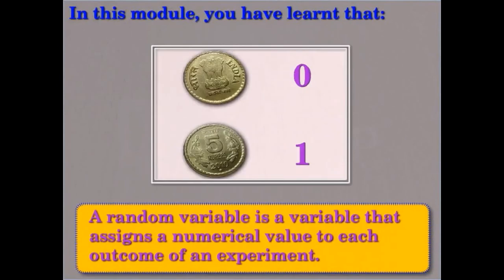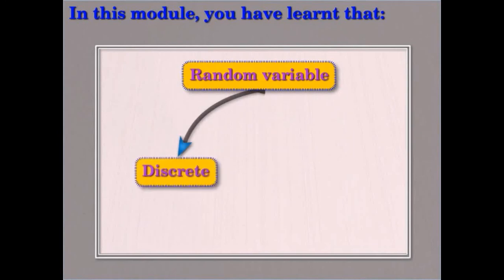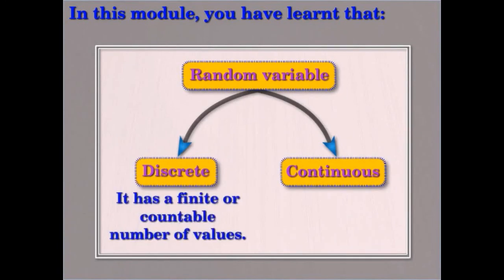In this module, you have learned that a random variable is a variable that assigns a numerical value to each outcome of an experiment. Types of random variables: discrete or continuous. Discrete random variable has a finite or countable number of values. Continuous random variable has infinite values.